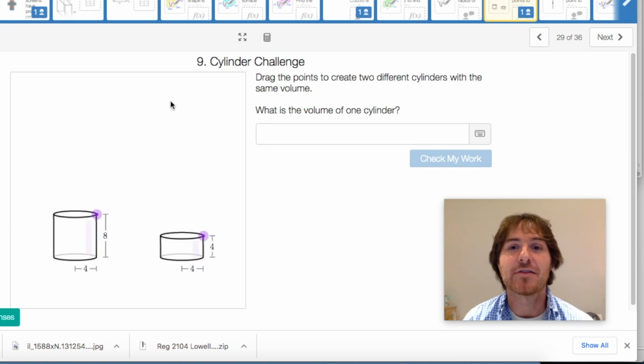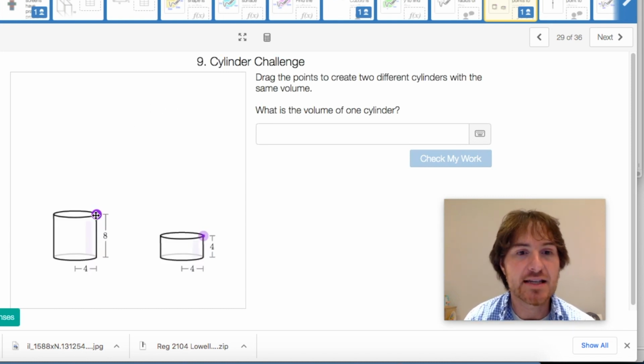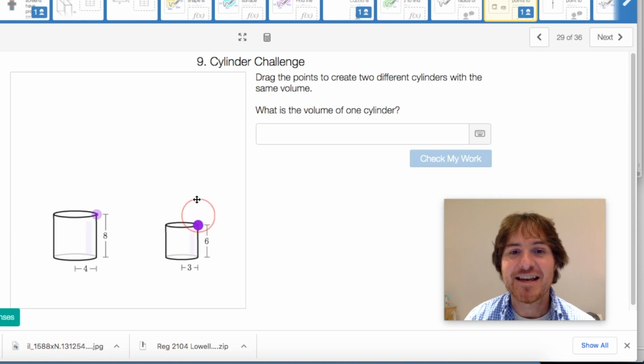Cylinder challenge. Drag the points to create 2 different cylinders with the same volume. What is the volume of one cylinder? Oh, this is neat. So let's see here. Well, I'll maybe use this one. This is how I would do this. I would maybe figure out what the volume of this one is, and then I try to build another one that would have the volume here, because it looks like I can adjust. Yep, I can adjust the radius. I can adjust the height. And so let's make it work here.